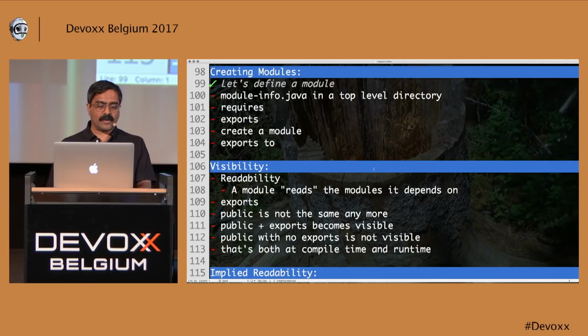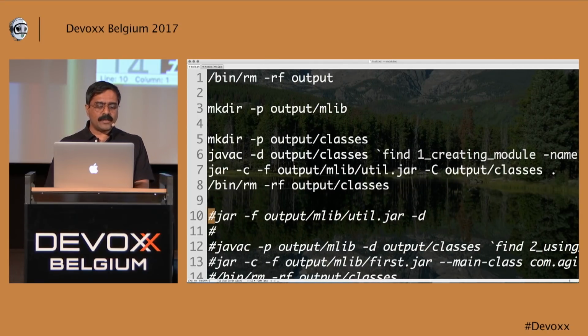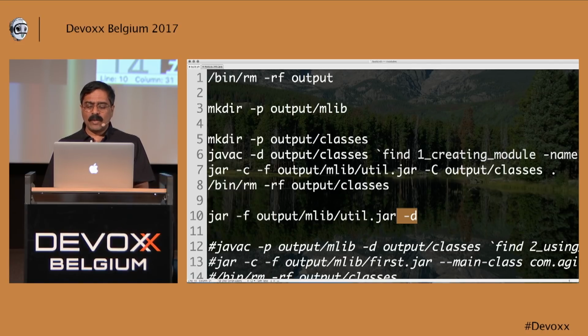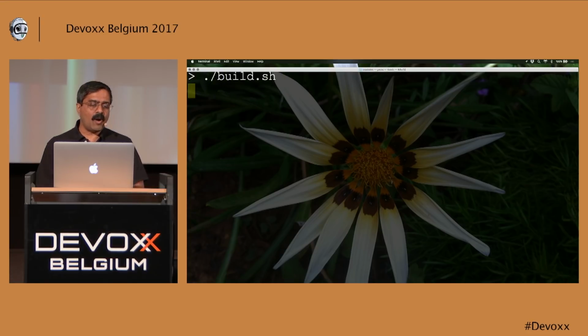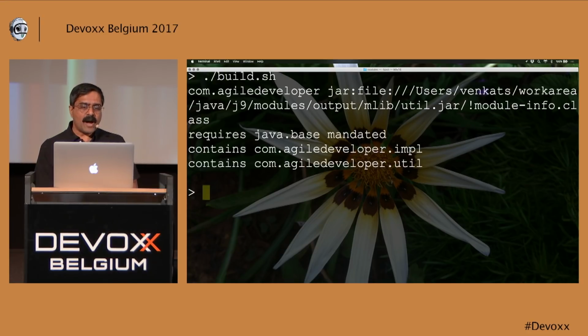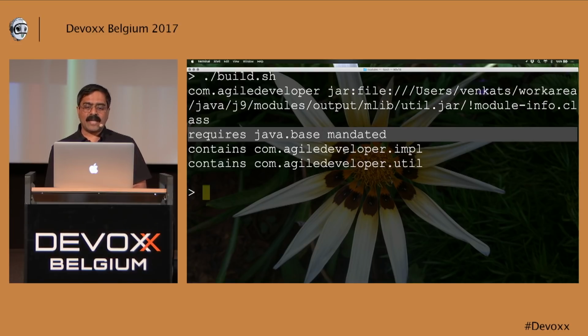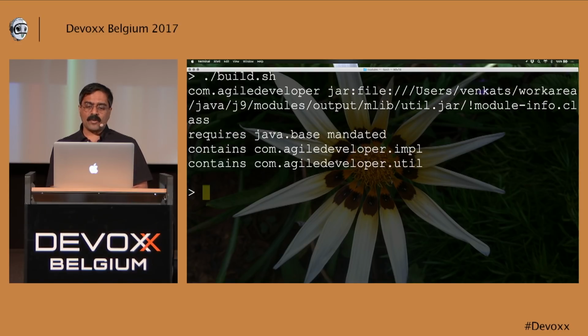How do I know what's in here? Well, to do this, let's take a look at the jar, and I will say, in this case, -d. -d will give me the description of this jar, so I can find out what's in this jar file. So -d is a useful command. I'm going to run the -d on this, and it tells me my jar contains a module called com.agiledeveloper. It also contains a mandated java.base. It also contains an impl, and then it also contains a util.